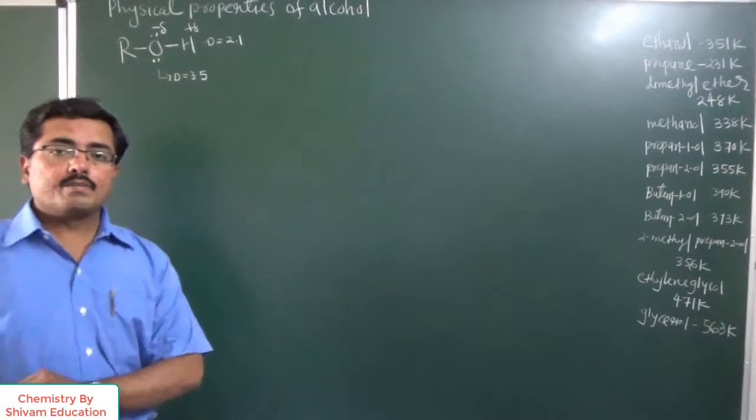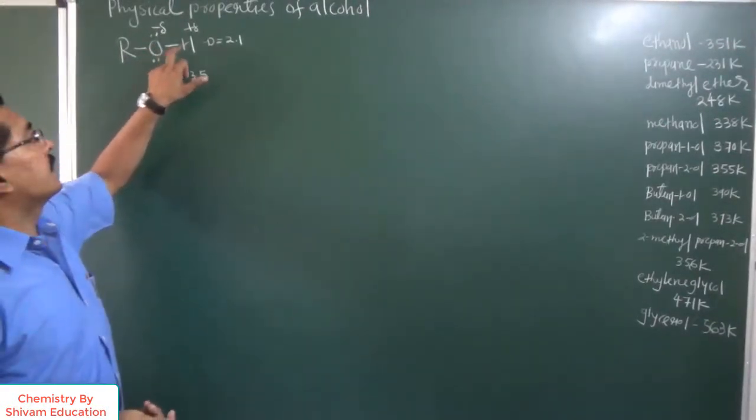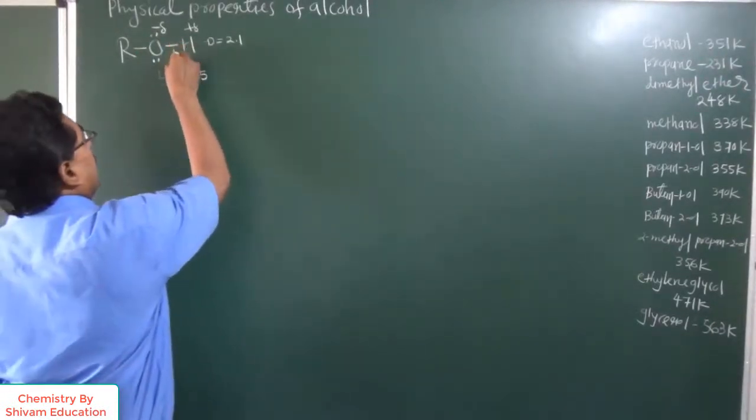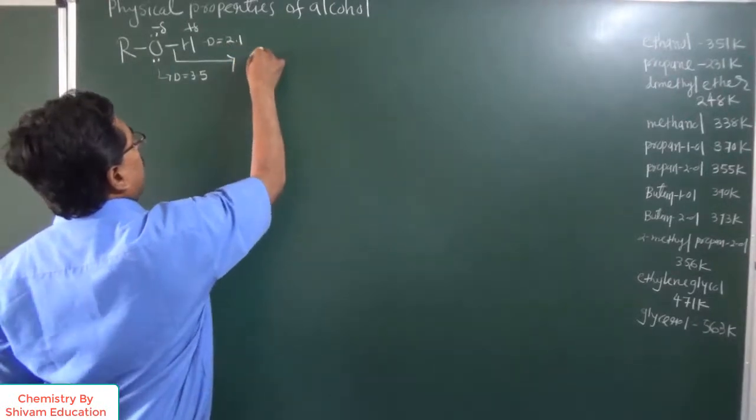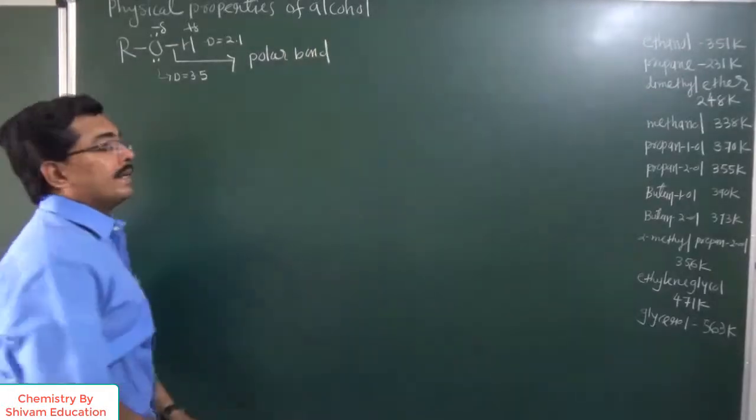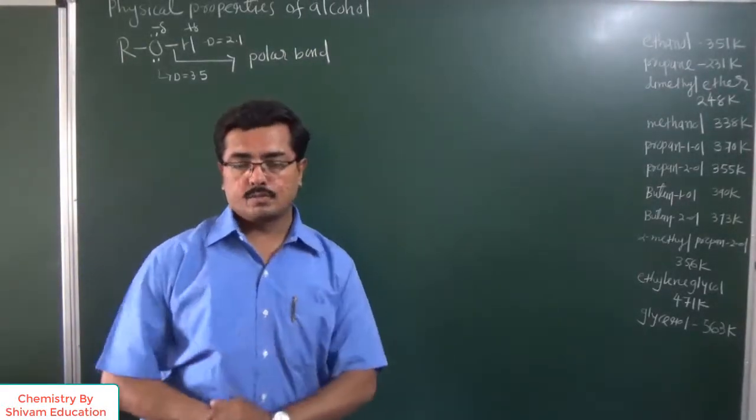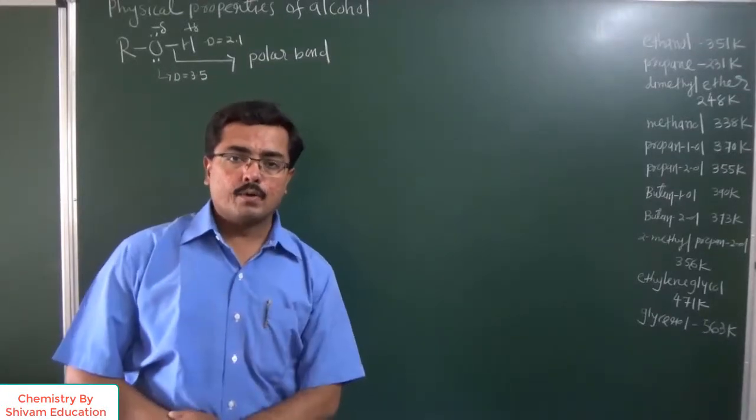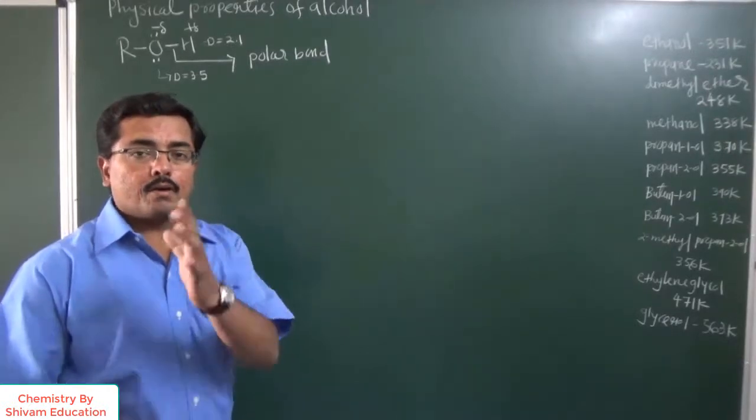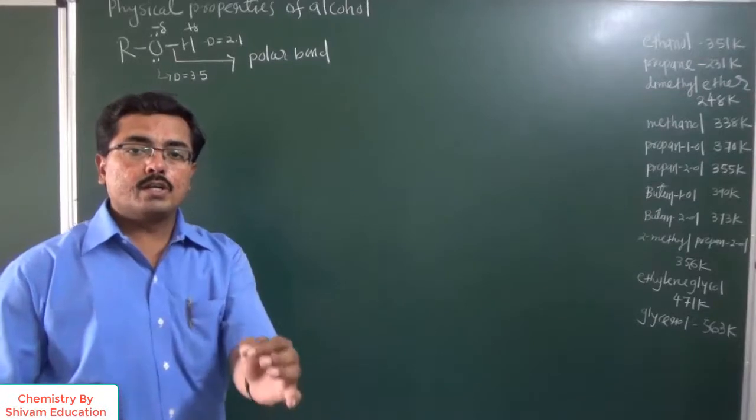Because of this difference in electronegativity, oxygen will get a partial negative charge and hydrogen will get a partial positive charge. Therefore, in alcohol, this oxygen-hydrogen bond is a polar bond. It is observed that the oxygen-hydrogen bond of alcohol is polar in nature. Because of this polar bond, in the liquid state of alcohol, intermolecular hydrogen bond formation takes place.